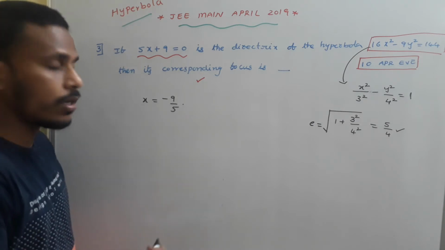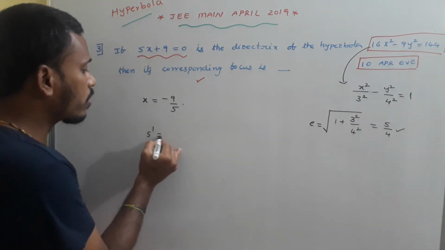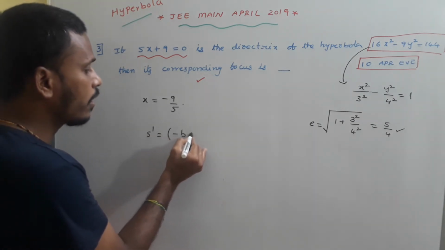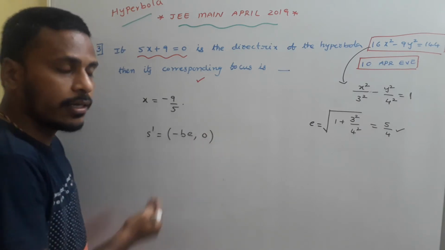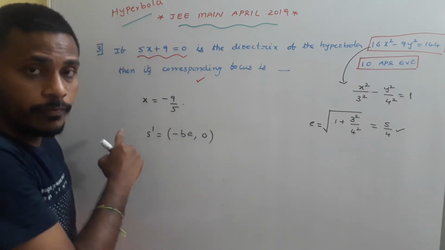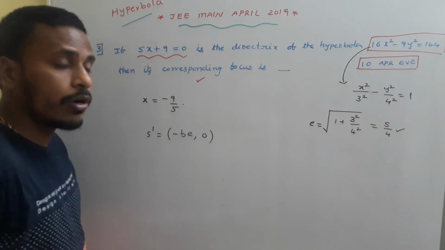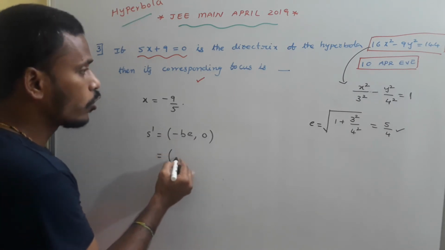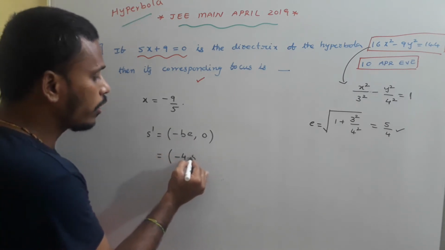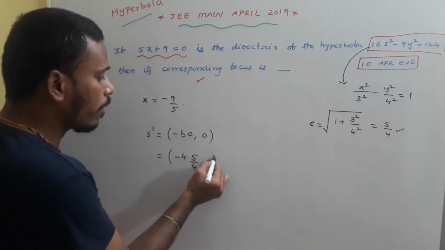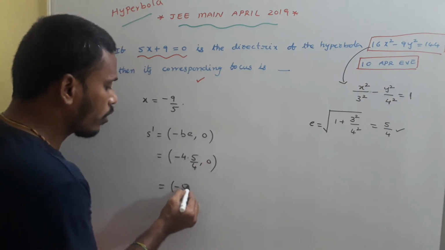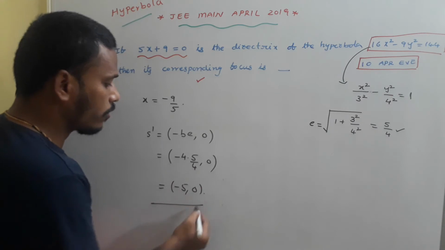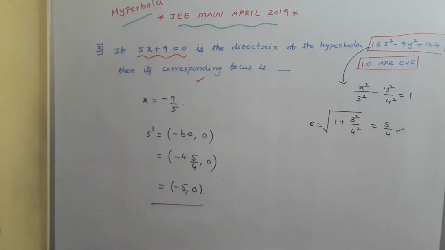And what will be the focus? Then its corresponding focus is nothing but minus BE comma 0, right? Since the directrix is minus 9 by 5, okay, its corresponding focus is minus BE comma 0. So minus B is 4, into e means 5 by 4, comma 0, that is equal to minus 5 comma 0. That is the problem. Have a look.